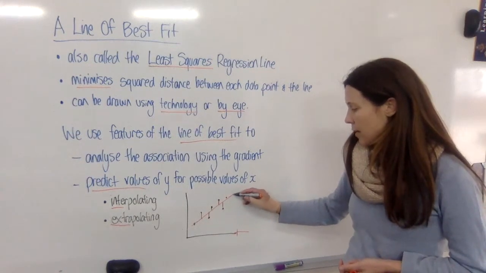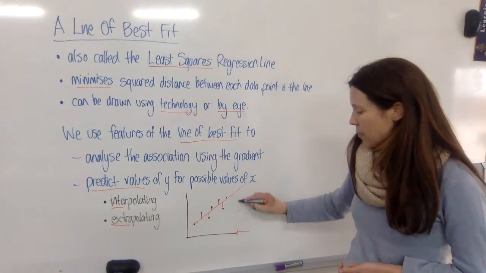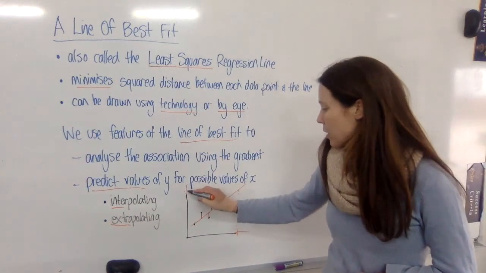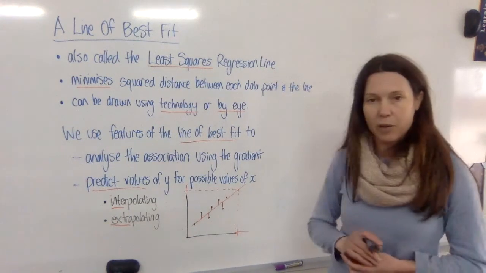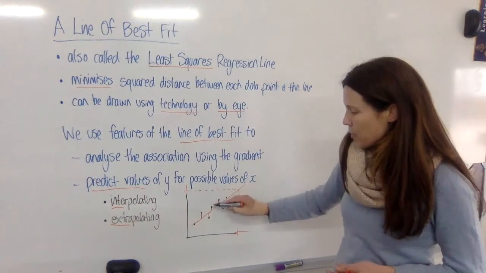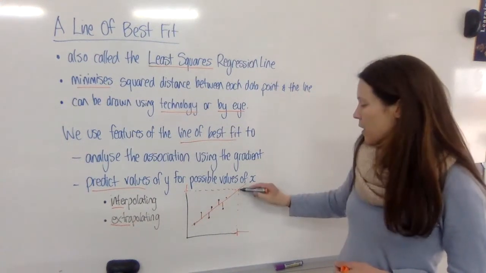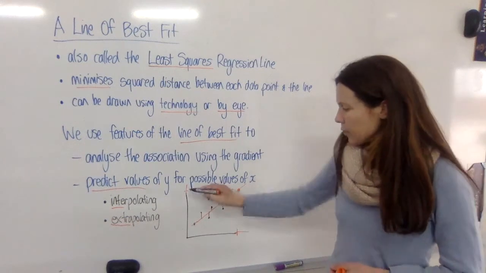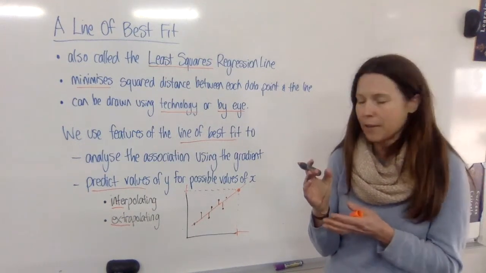I could draw this line out further, and I could say, well, if I've got somebody who's this height, perhaps they're going to be this weight. Now, it's clearly an estimate. They might not be. Clearly, most of these people are actually not on the line. But it gives me some sort of idea what height and weight might go together.